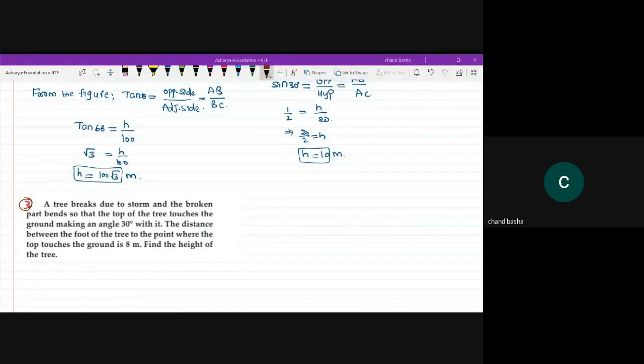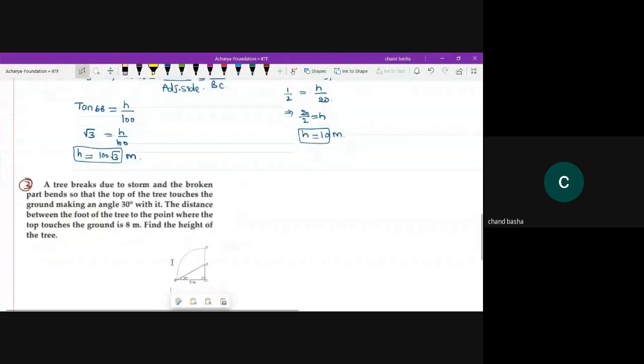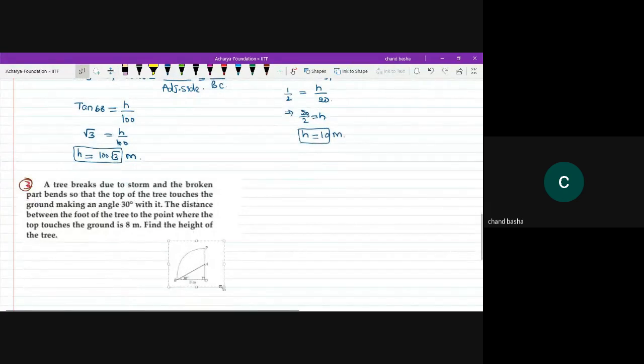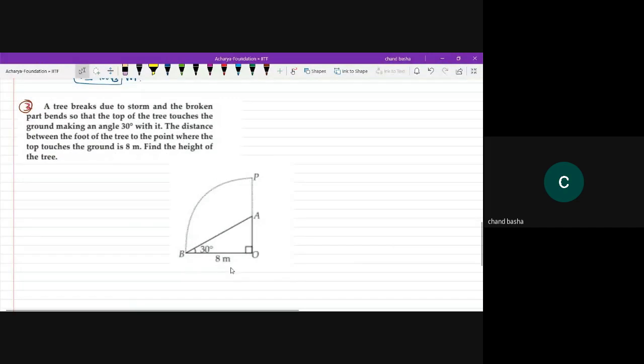What is given: a tree is having some height, breaks due to the storm, and the broken part bends so that the top of the tree touches the ground, making an angle of 30 degrees with it. Hope the question is clear, right? So due to the storm, your tree breaks into two parts, not just bent, and the top of the tree reaches the ground. This is an approximate figure for the given question. Hope the figure is clear, so that we can understand.